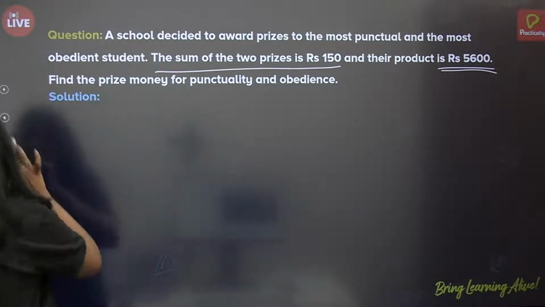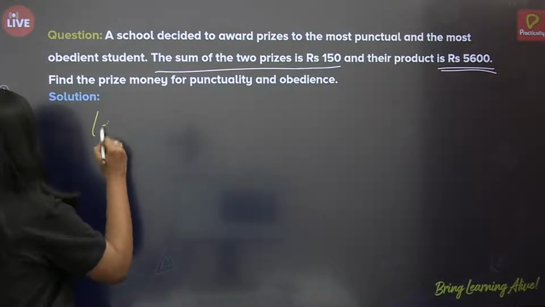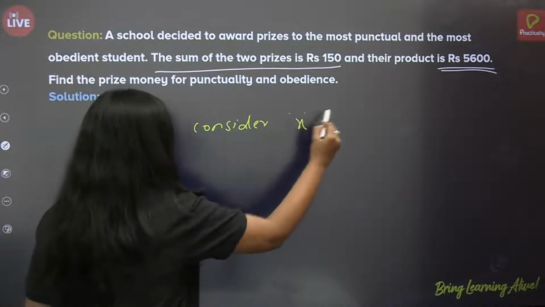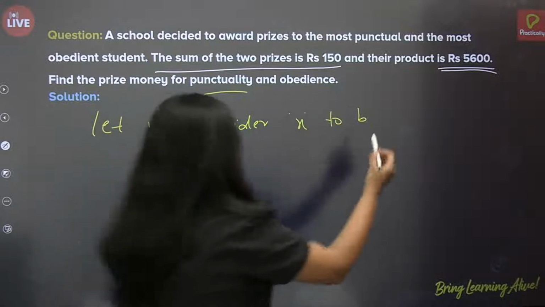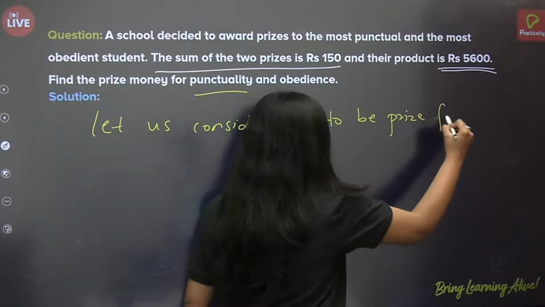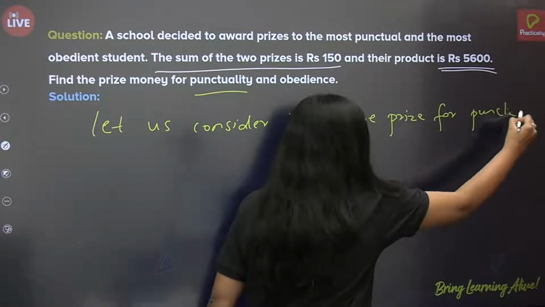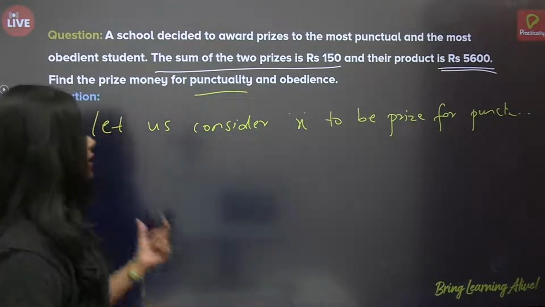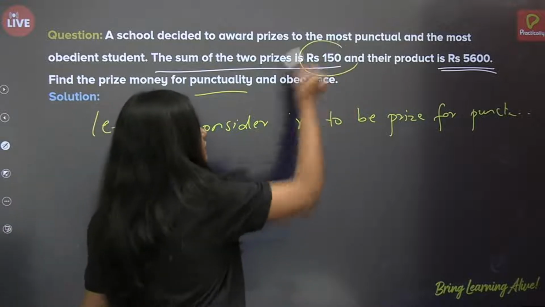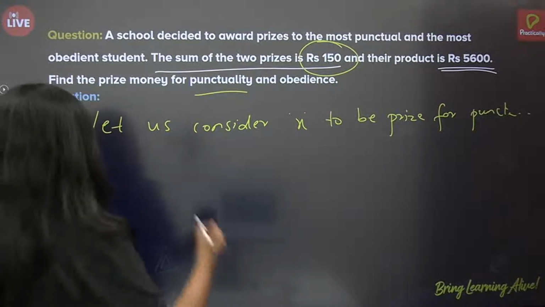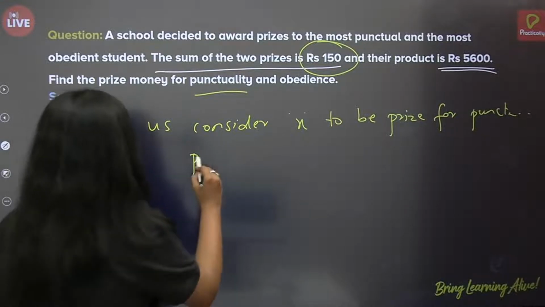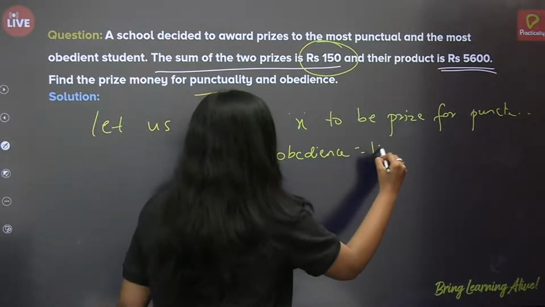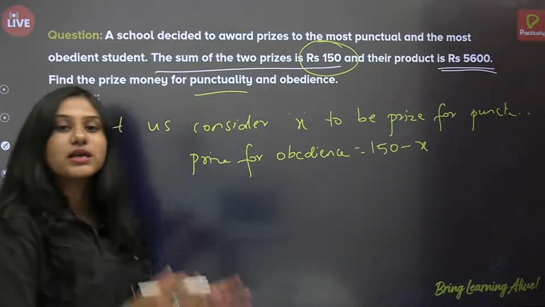So first let us consider x to be the prize for punctuality. Just write it down. If we consider x to be the prize for punctuality and it is given that the sum of the two prizes is 150, what will be the prize for obedience? The prize for obedience will be 150 minus x. This is the first half of the question.